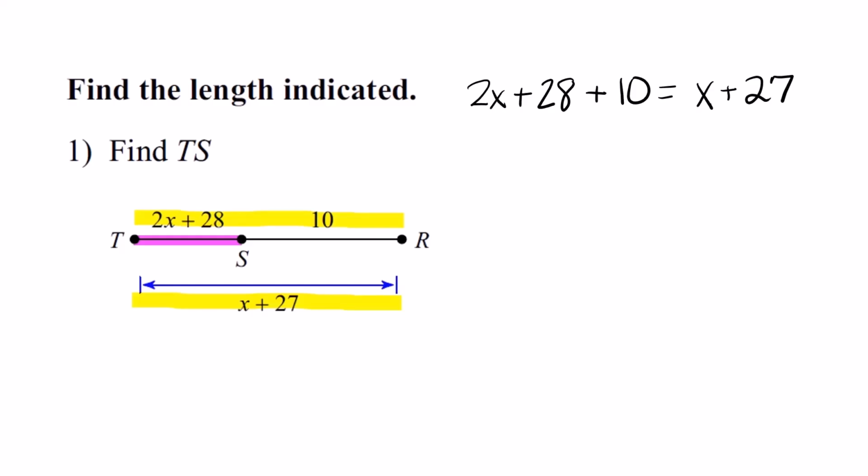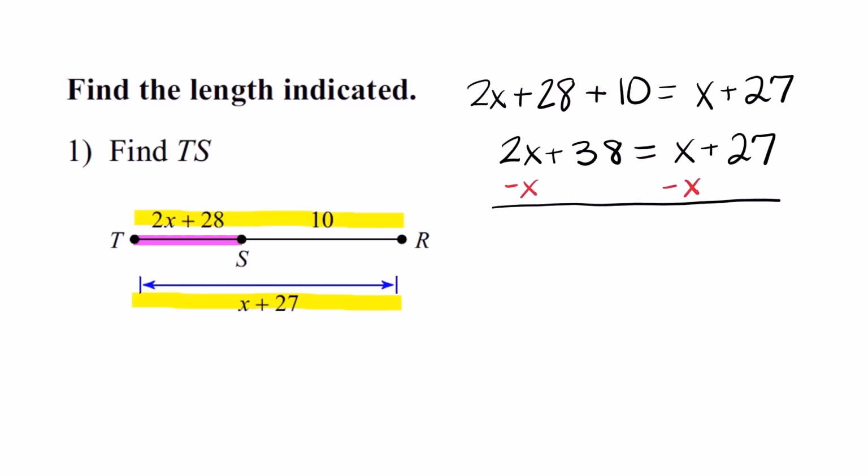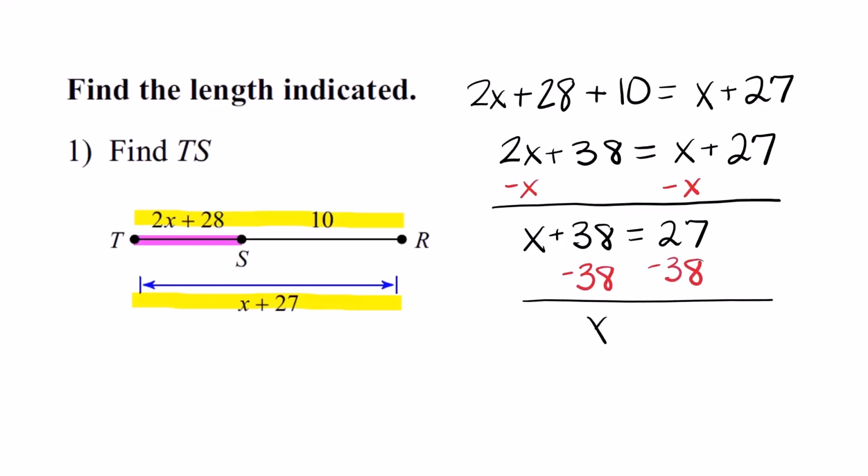So once you do that, you're done with the geometry. Now we're going to do a little bit of algebra. Let me simplify this. So I have 2x plus 38 equals x plus 27. And now you have a variable on both sides. I like to subtract off the smaller variable, which would be just the 1x. 2x minus x is just going to leave me with 1x plus 38 equals 27. And now we subtract 38. And we end up with x equals negative 11.